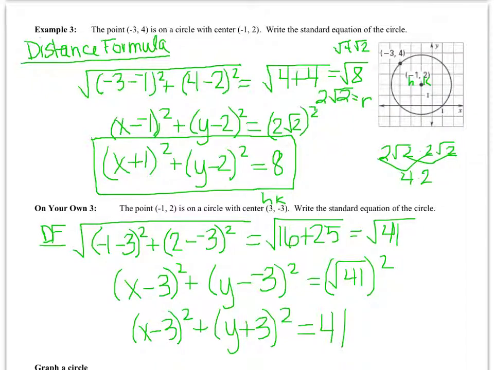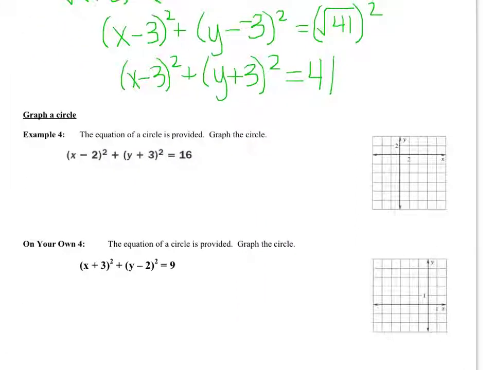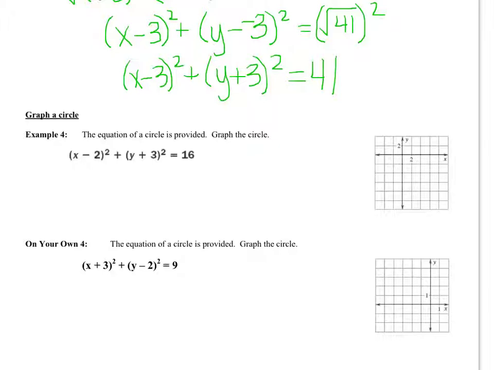The very last part here, we're going to do graphing a circle when the center is not at 0, 0. So I know here's my h and here's my k, and then my radius is going to be here, but that's going to be 4 squared. 16 is 4 squared, so my radius is just 4. So I know my center will be at 2, -3, and my radius is going to be 4.